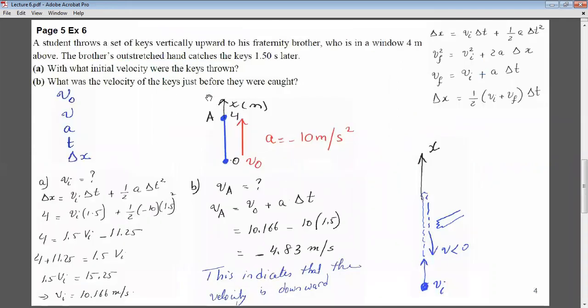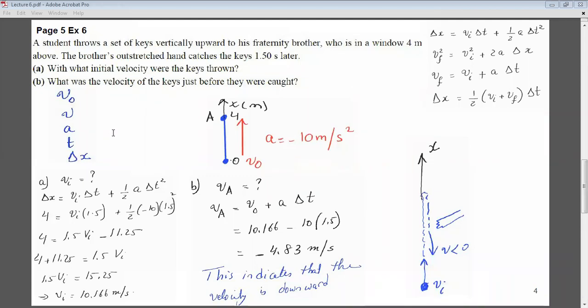Okay, let's do an exercise together. This is page 5, exercise number 6. A student throws a set of keys vertically upward to his brother, who is in a window 4 meters above. Okay, 4 meters above. So what do I have here? This is 4 meters above.